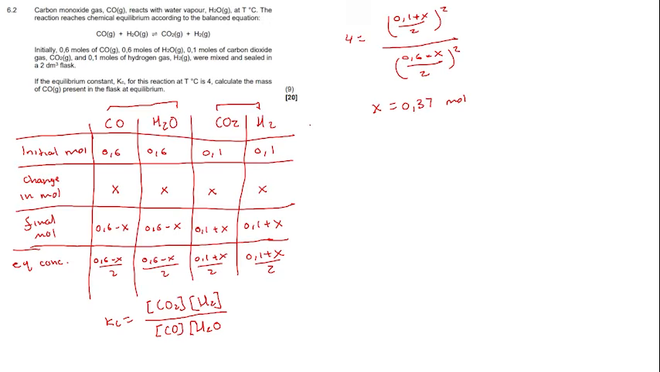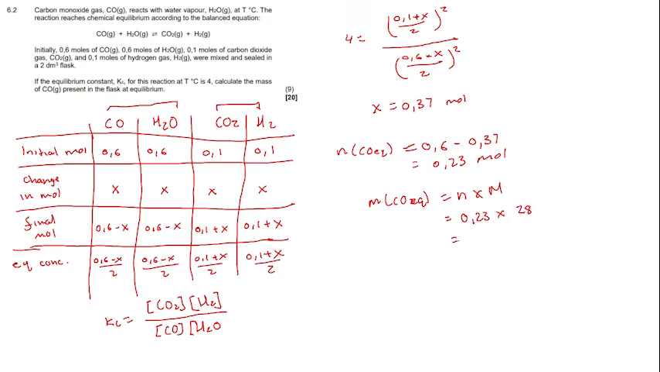We then can calculate the amount of moles of CO present at equilibrium. This would be the total amount of moles minus how much reacted in the reaction, and we get 0.23 moles. We then can calculate the mass of the CO at equilibrium using mass equals the moles times the molar mass. We have our moles being 0.23 and the molar mass of CO is 28. If we plug all of that into the calculator, we get 6.44 grams. And that's all for this video.